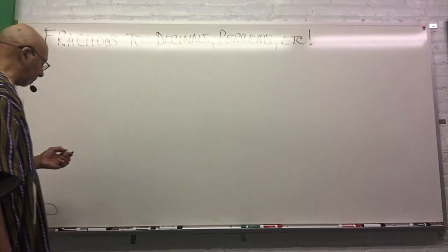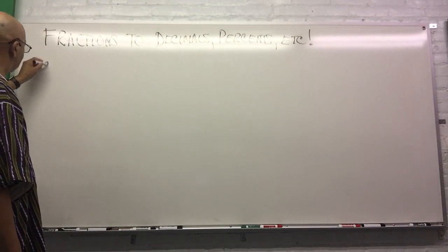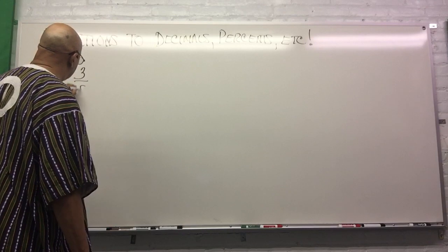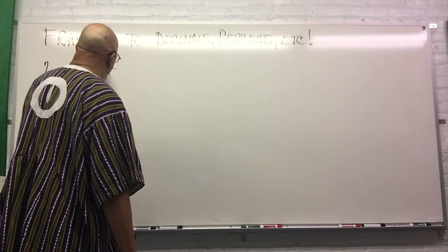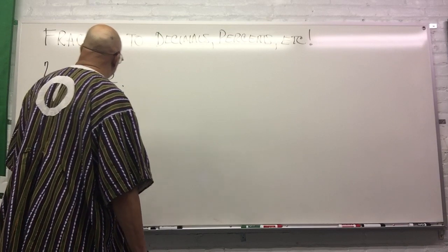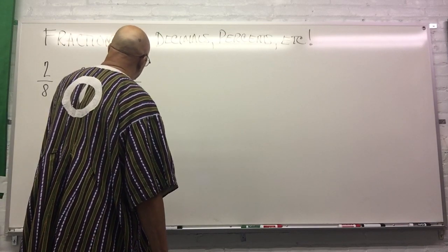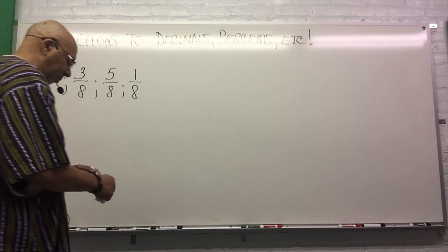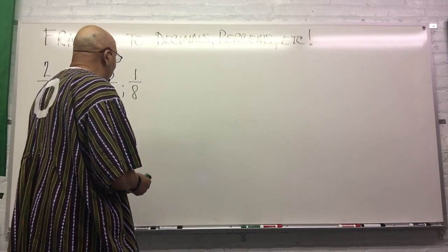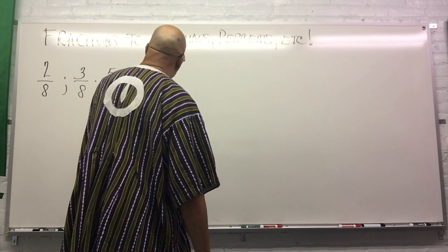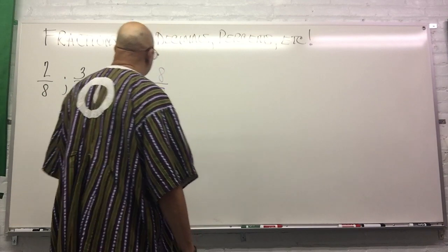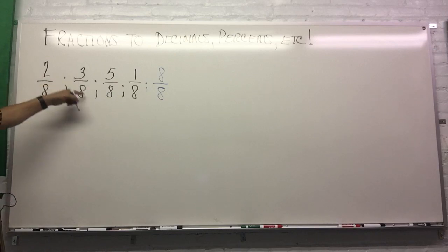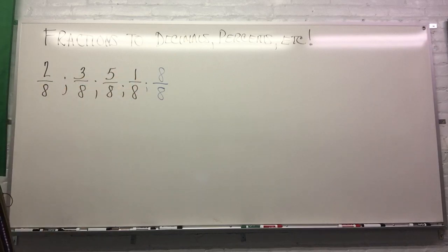But let's take our pizza story again. You ate 2 out of 8. Your friend ate 3 out of 8. Together you ate 5 out of 8. And your friend ate 1 more piece than you, so that was 1 out of 8. And we know the whole pizza would be 8 out of 8. So we could look at this and say nobody ate the whole pizza. This was 2 out of 8, 3 out of 8, 5 out of 8, 1 out of 8, 8 out of 8 is the whole pizza.